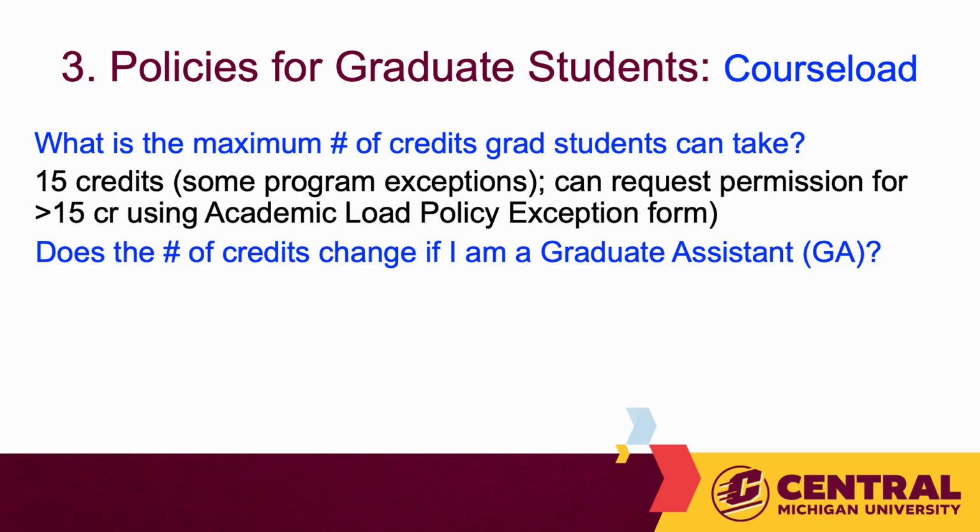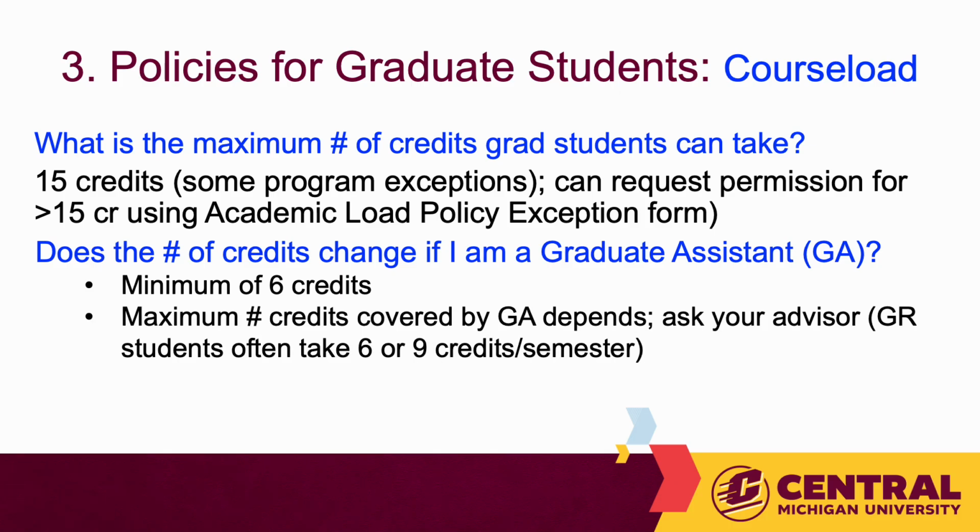Does the number of credit hours change if I'm a graduate assistant or a GA? If you're a GA, you must have at least 6 graduate credit hours each semester that you hold that GA position. Now, the number of credit hours that are covered by your GA will depend on whether you're a full-time GA or a half-time GA. You should really speak with your advisor about that, and also Faculty Personnel Services, who does the paperwork for your GA position, can also answer questions about that.